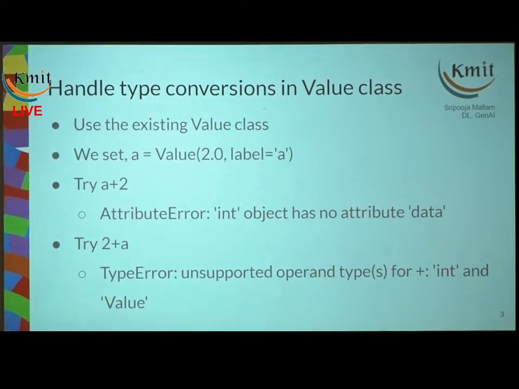Integer? Okay, you're almost close, yeah. So you're saying for 2 plus a, since integer is first, it's expecting the next value to be also of type integer and not value. So that's the reason we are getting a type error in that case and not attribute error. Any other answers? Or you agree with him?